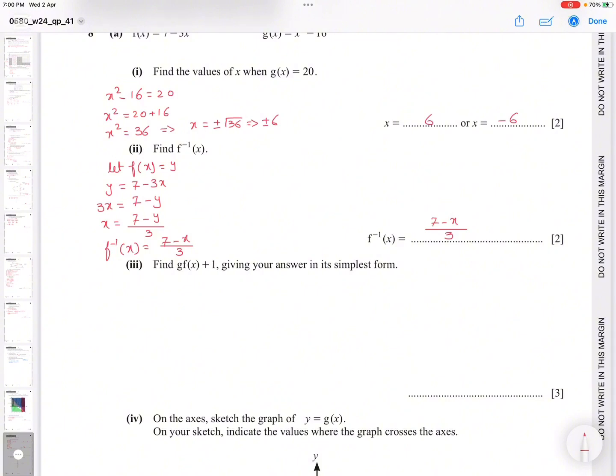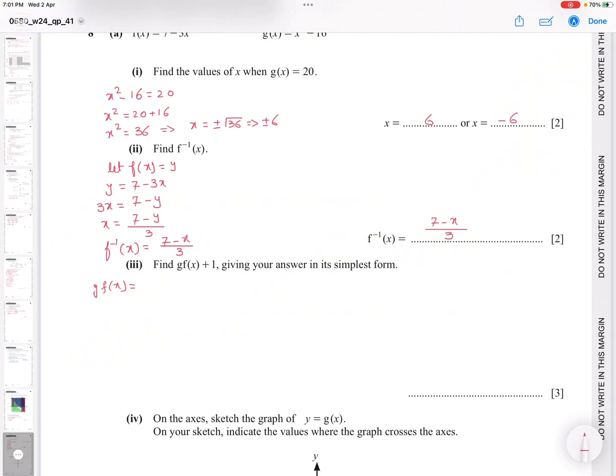Find g of f of x plus 1. So first find g of f of x. It means we have to insert function of f into function of g. Function of f is f of x equals 7 minus 3x, and g of x is x squared minus 16. So you are going to insert the function of f into the function of g of x, and where you see x in g of x, you replace it by the whole function of f of x.